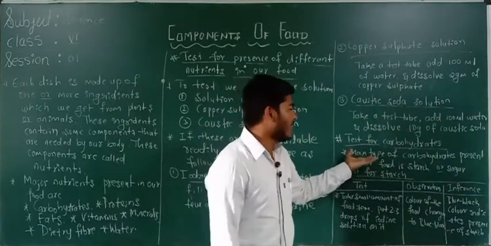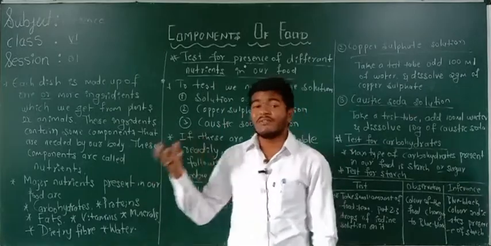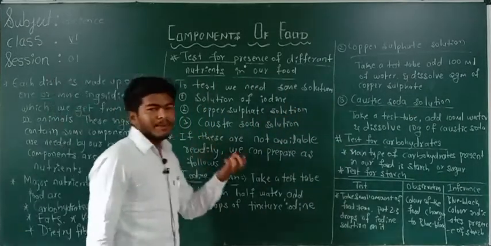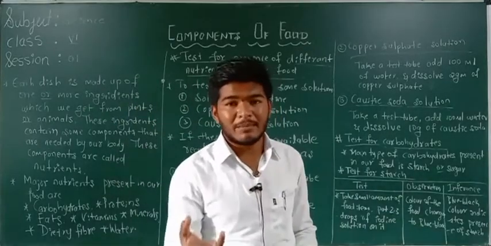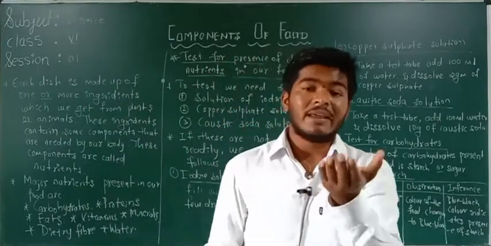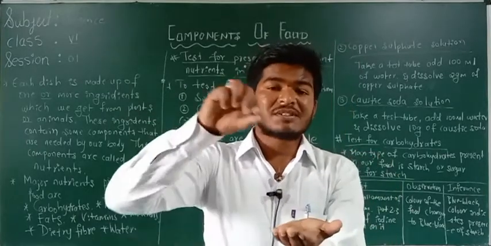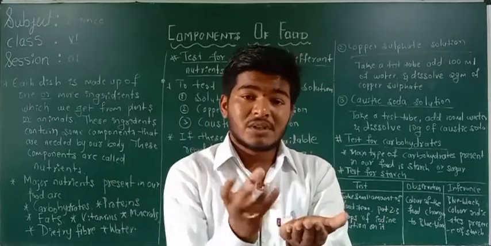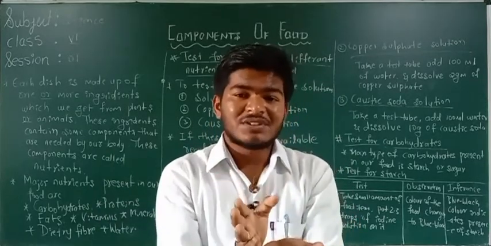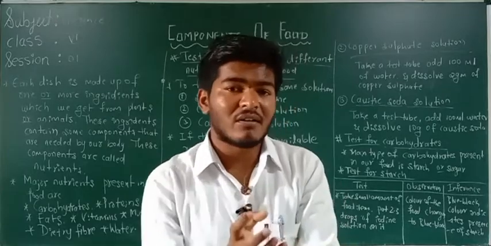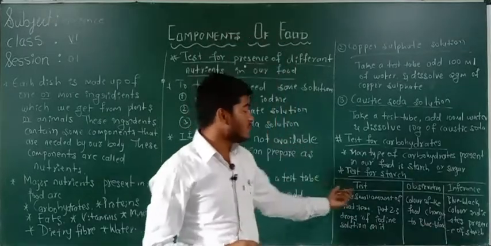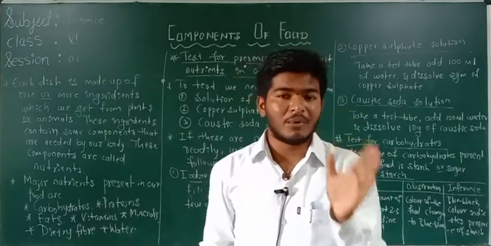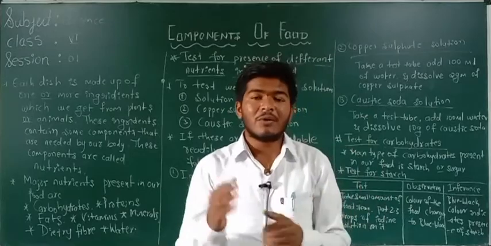So it is one of the experiments to confirm that carbohydrate is present in our food. Once again I am repeating how we are going to make the experiment. Take a food item and put 2 to 3 drops of iodine solution on it and keep observing the food. Does the color of the food change or not? If the color of the food changes to blue black, the blue black color indicates the presence of carbohydrates, isn't it?